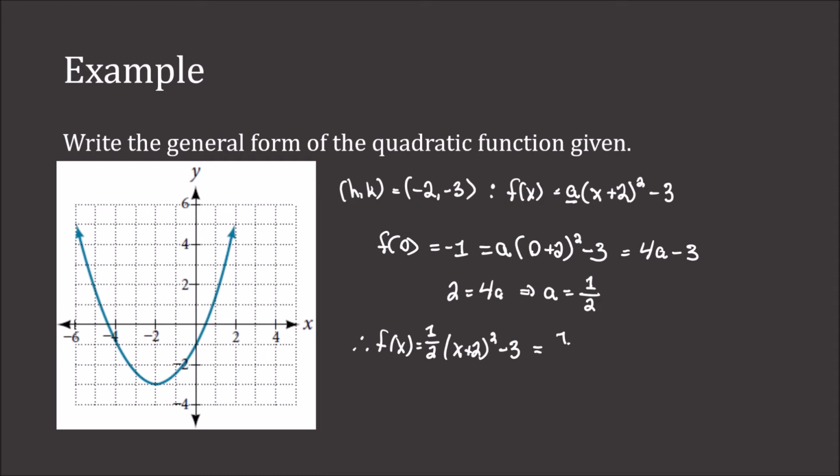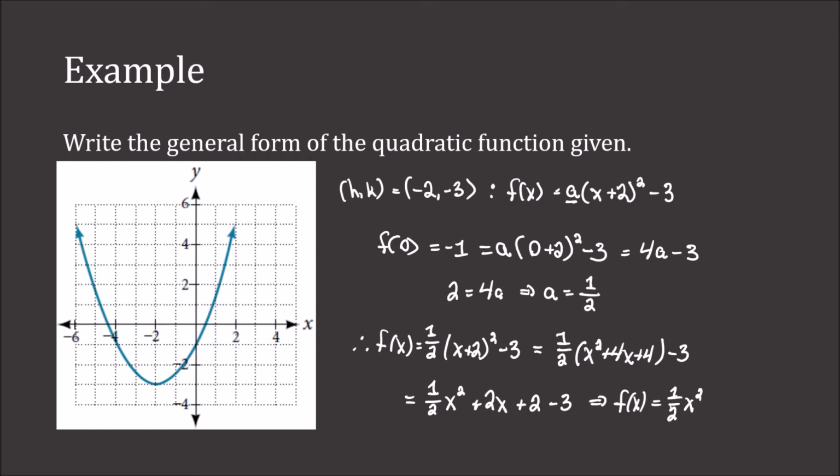Now it's just algebra, so we have 1/2. X plus 2 squared expands out to x squared plus 4x plus 4. Distribute that 1/2 through. So we have 1/2 x squared plus 2x plus 2 minus 3. And so we find the general form is f of x equals 1/2 x squared plus 2x minus 1.